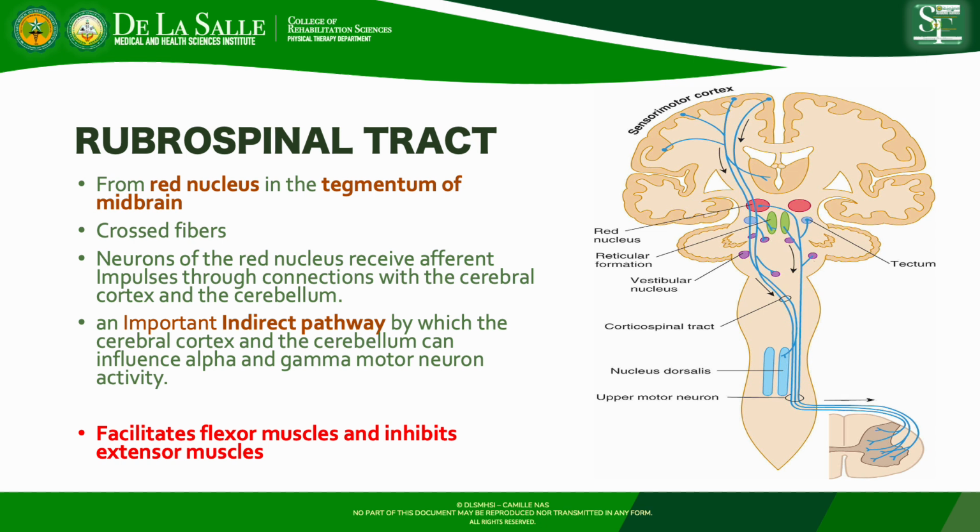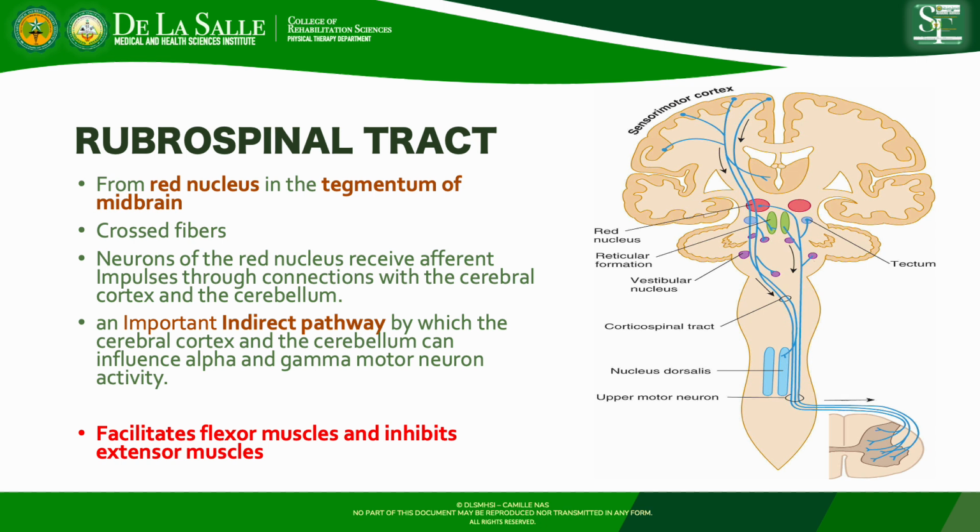Next is the rubrospinal tract. So rubro means red. And so the origin of the rubrospinal tract is from the red nucleus, and this is found within the tegmentum of the midbrain. So kanina, we discussed the tectospinal tract coming from the superior colliculus, found within the tectum of the midbrain. Now we have the red nucleus, which is found within the tegmentum of the midbrain.